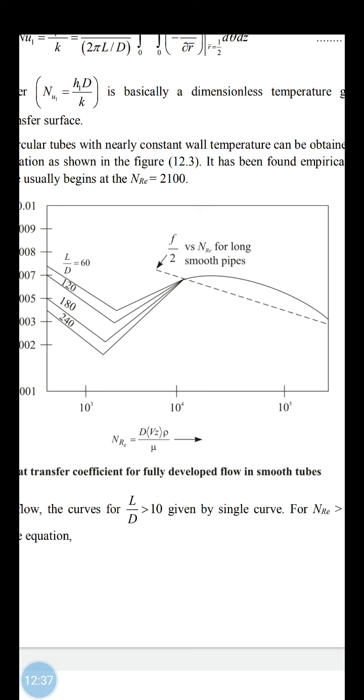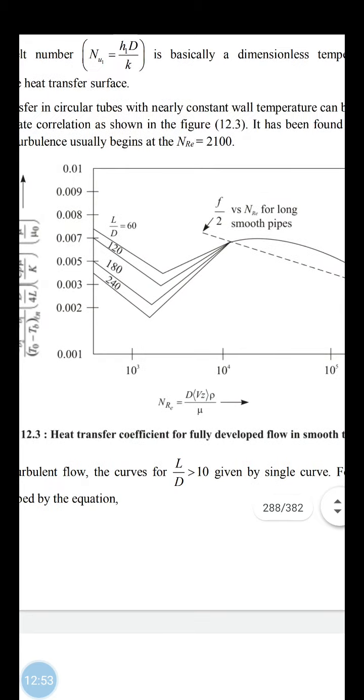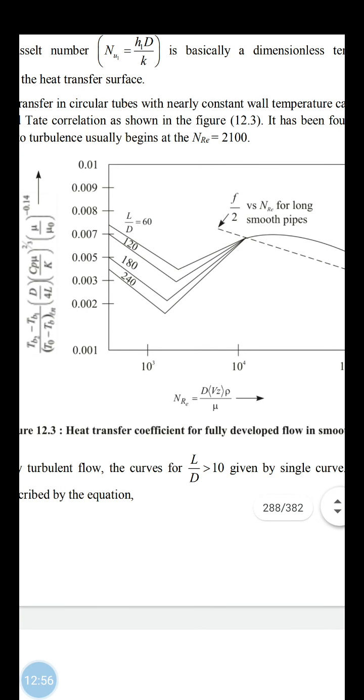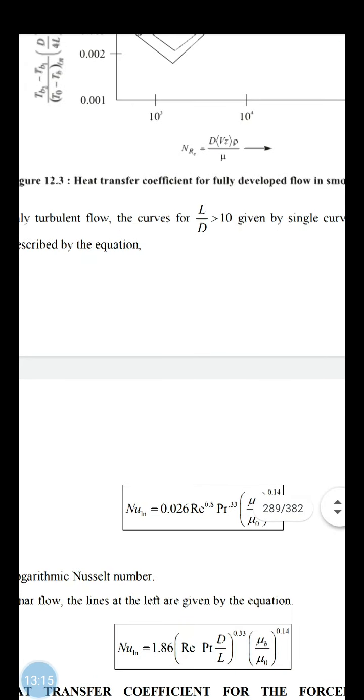The dotted line shows the curve for a smooth pipe, and these different curves show different nature for the laminar flow as well as for the turbulent region. So this graph can be used to find out the heat transfer coefficient if you know the Reynolds number and the L by D ratio. You can directly go to the y-axis and find out the temperature difference. From that you can find out the heat transfer coefficient.